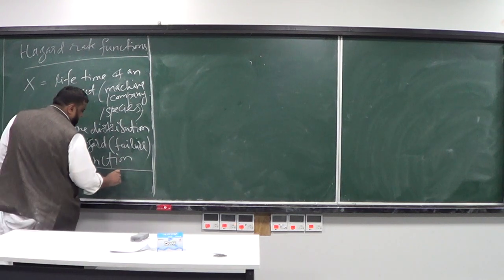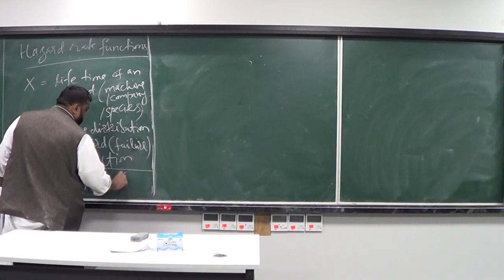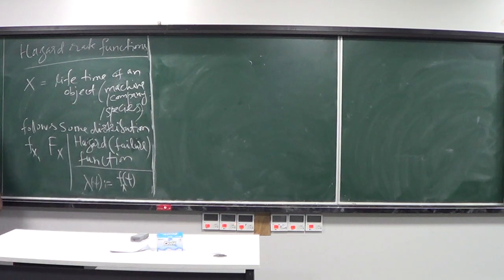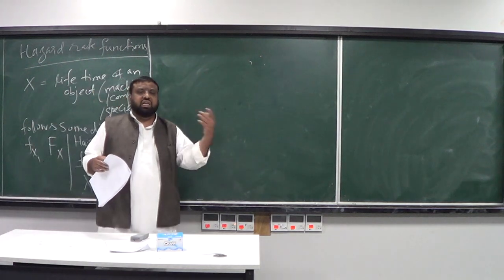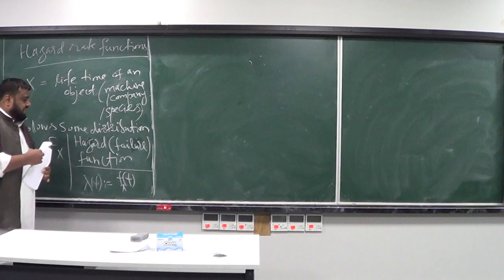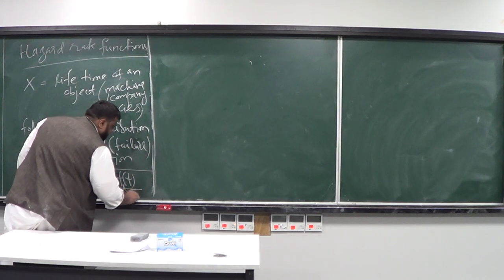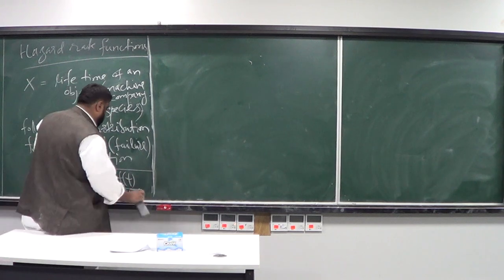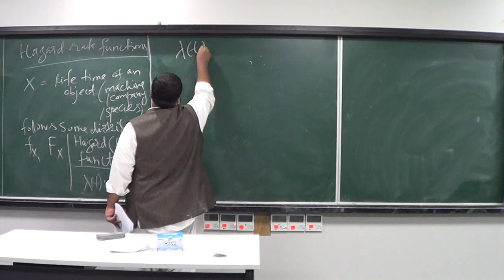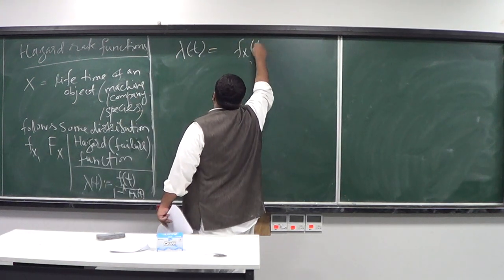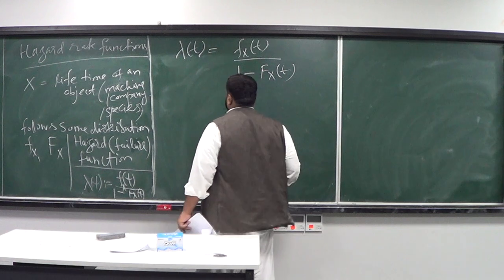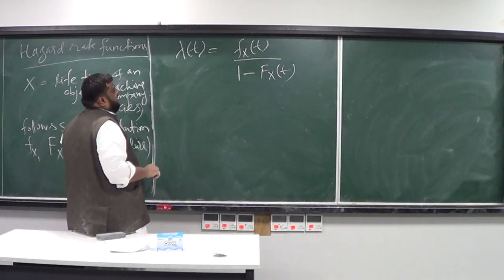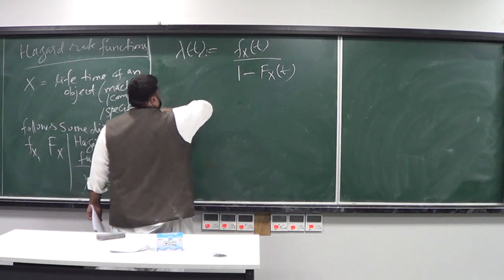How do you define it? At any time t, you define it to be f_X of t, where t can represent time, and its units could be minutes, hours, days, years or whatever, divided by 1 minus the CDF at t. Let me write it here. So the hazard rate function is defined by f_X of t divided by 1 minus F_X of t. Now, this is the definition of this failure function.